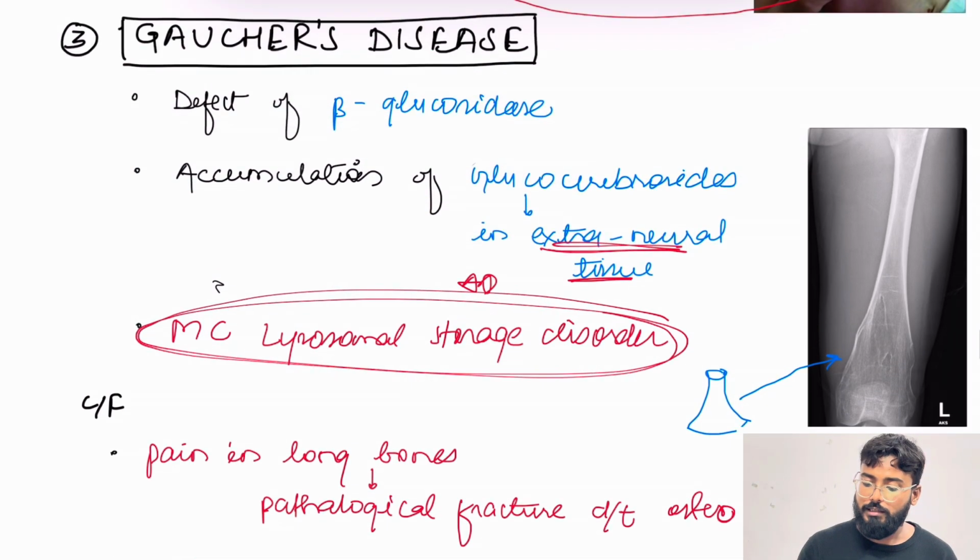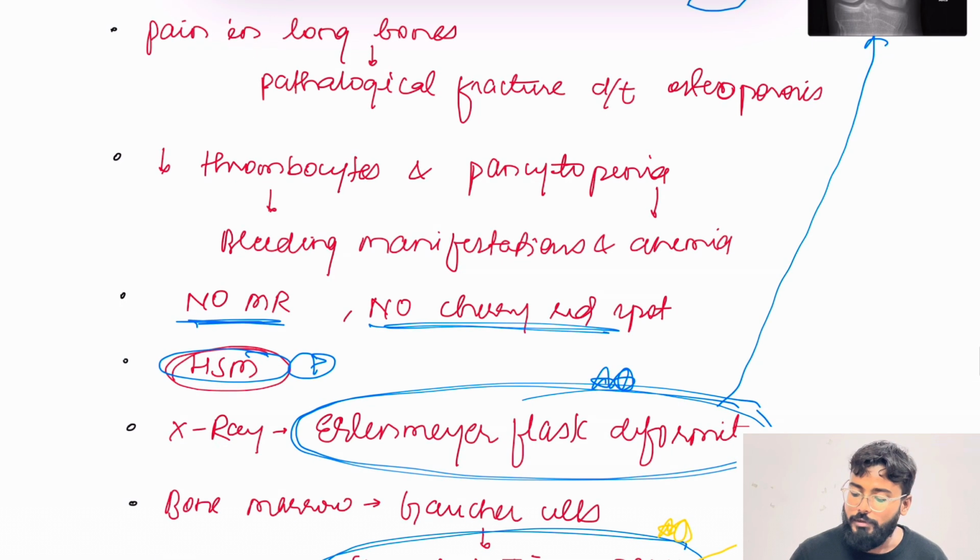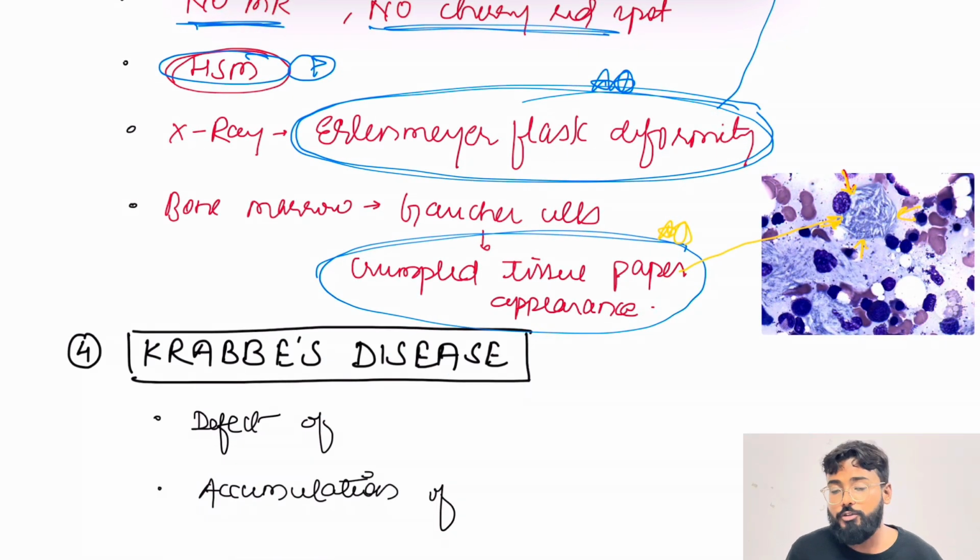Now, these are the most important and most common lysosomal storage disorders, and most important is sphingolipidosis, that is your Gaucher's disease. So the Erlenmeyer flask deformity, that you need to remember, crumpled tissue paper appearance, or Gaucher cells. These are also known as Gaucher cells, that you need to remember. But you are not going to see mental retardation or cherry red spot. See, if you remember the substrates, the location where these substrates are present, you can easily figure out if the patient will have mental retardation or not.